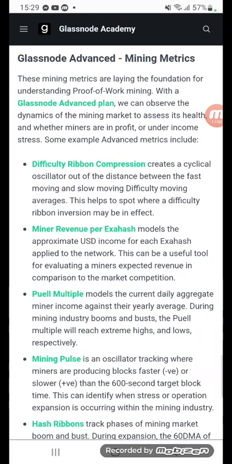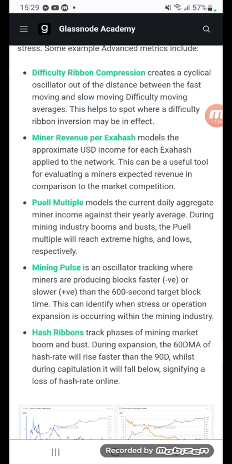Glassnode advanced mining metrics. These mining metrics lay the foundation for understanding proof of work mining. With the Glassnode advanced plan, we can observe the dynamics of the mining market to assess its health and whether miners are in profit or under income stress. Some example advanced metrics include difficulty-driven compression, a cyclical oscillator of the distance between the fast-moving and slow-moving difficulty moving averages. This helps to spot where a difficulty-driven inversion may be in effect.